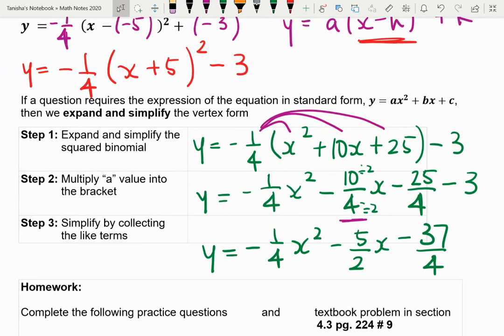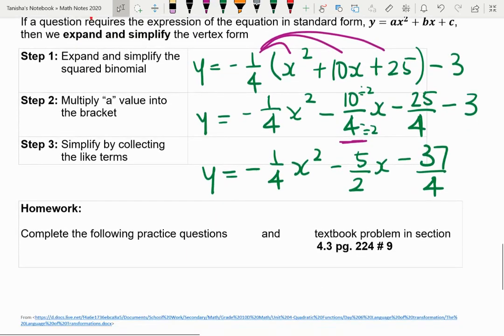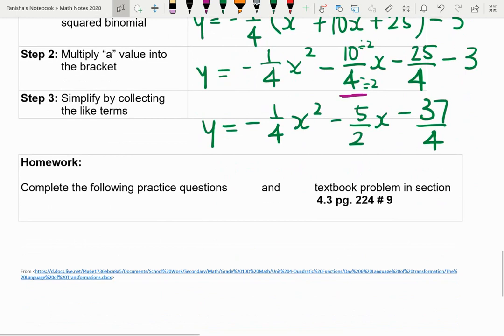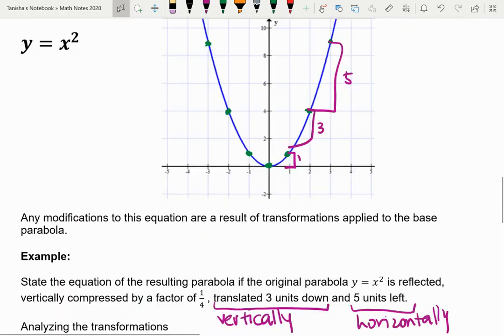That is it for the language that we use when we are describing transformations. Below is a list of your homework. And on the worksheet, there are some practice questions. Please make sure that you get those practice questions done, along with the one textbook problem on page 224, number 9. So this is in section 4.3 of the textbook. Good luck.